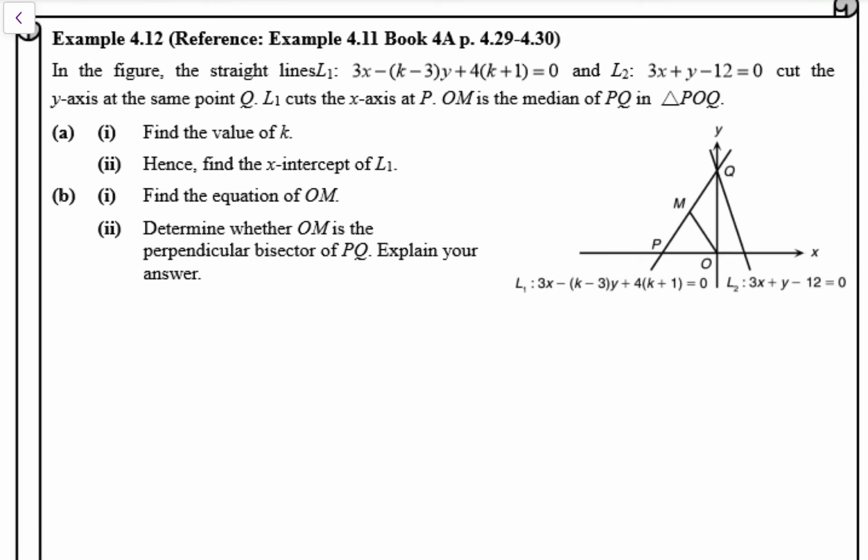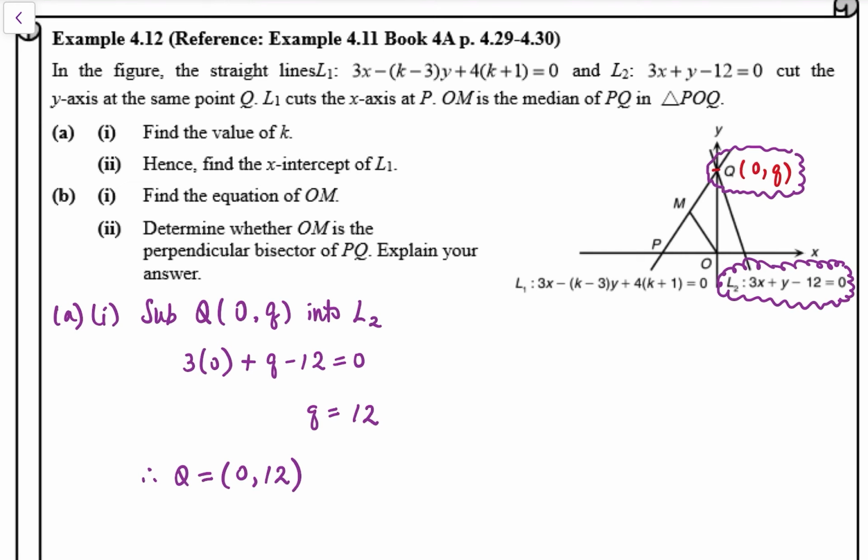Example 4.12. Two straight lines L1 and L2 cut the y-axis at the same point Q. So since Q is on the y-axis, I can let its coordinates be (0, q). And we want to find the value of k in part A, part 1. So perhaps we'll substitute point Q into L2 to find the coordinates of point Q, and then later we'll substitute it back into L1 to find k.